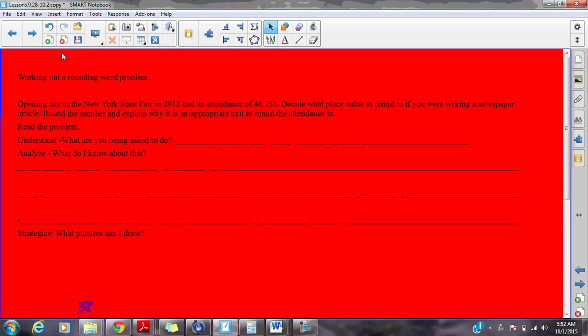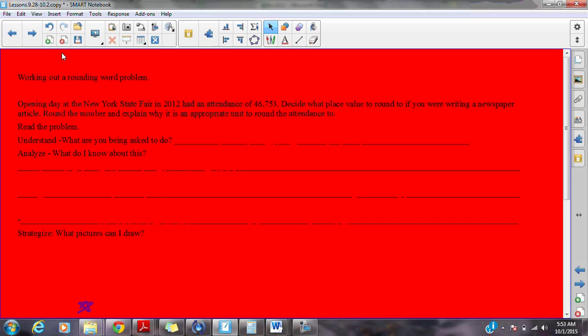Working out a rounding word problem. Today I have a sample problem for you, and I want to go through the steps with you on how to solve this problem. So my problem says, opening day at the New York State Fair in 2012 had an attendance of 46,753. Decide what place value to round to if you were writing a newspaper article. Round the number and explain why it is an appropriate unit to round the attendance to.